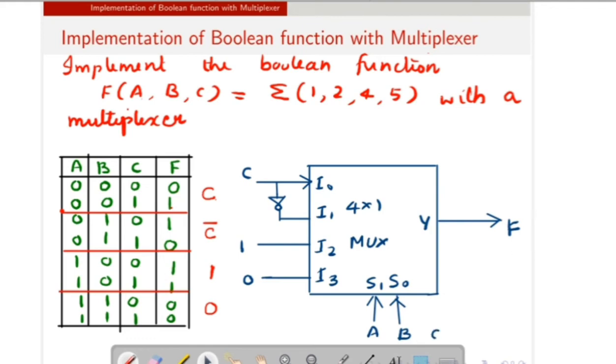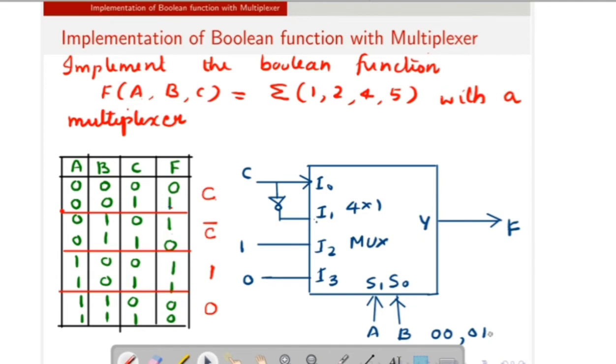So when selection line is equal to 0, 0, it selects I0. I0 means C. So when C is equal to 0, we get 0 as output. C is equal to 1, we get 1 as output. Right? When selection line is equal to 0, 1, it selects I1. So I1 means C bar. So when C is equal to 0, here we get 1 as output. C is equal to 1, here we get 0 as output.